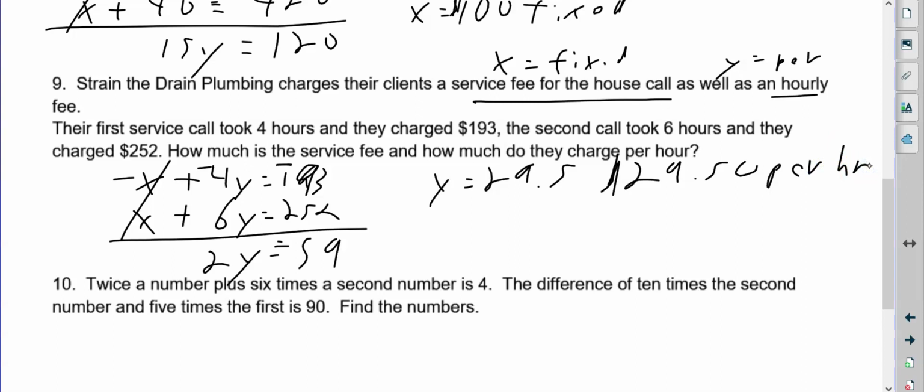Now we're going to plug that 29.5 in. Either one doesn't make any difference. I'm going to plug it in there. So 29.5 times 4 is $118. Subtract that from the 193 and you'll get the service call. $75. So $75 service fee.